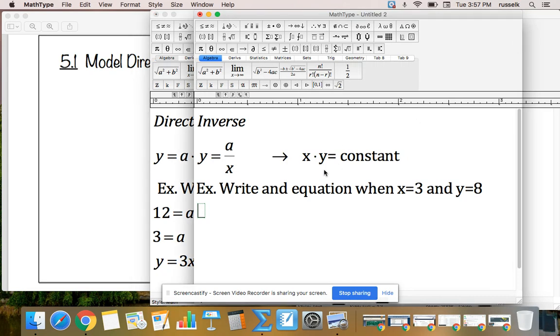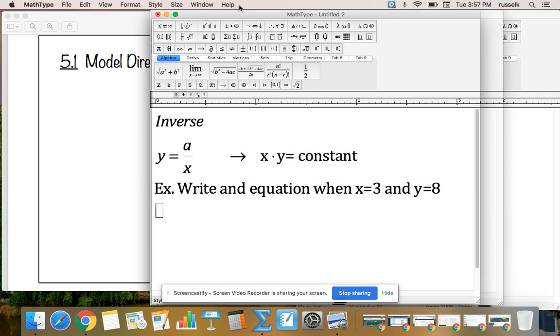Inverse variation. It's very similar, but now we have y equals a divided by x. It's very important that x is on the bottom. x has to be the thing that we are dividing by for it to be inverse.